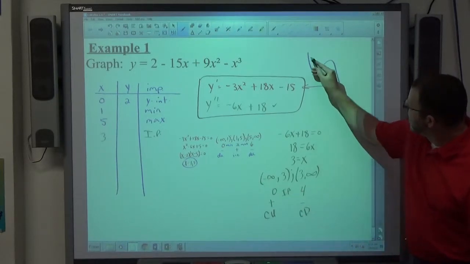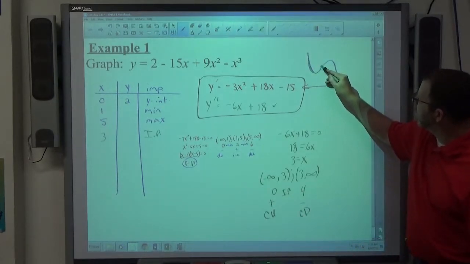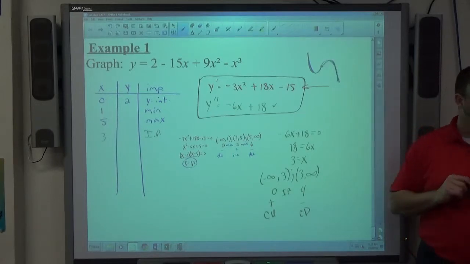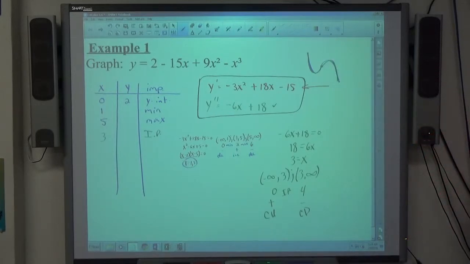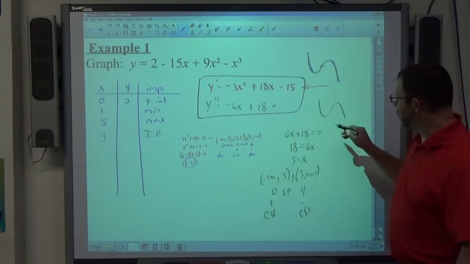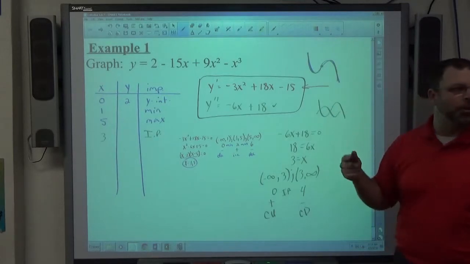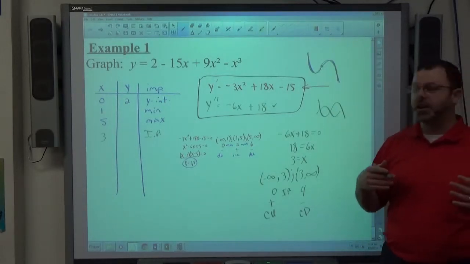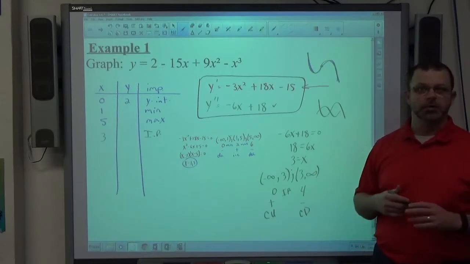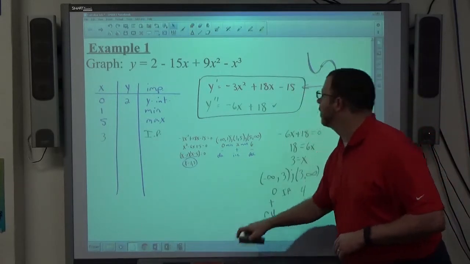And notice, concave up to 3 and concave down after 3, that fits along with the increasing and decreasing intervals we got, right? So they should match. If we had this picture here and it said it's supposed to be concave down then concave up, all of a sudden they contradict each other, we probably did something wrong somewhere. All right? But just be careful of that.